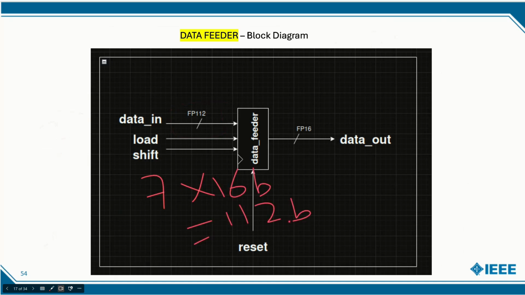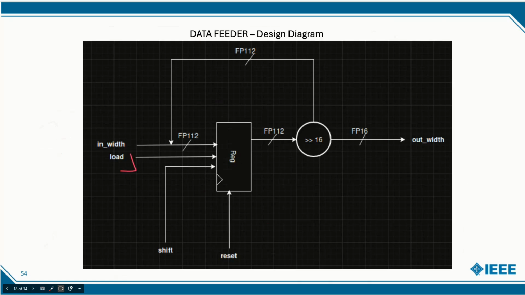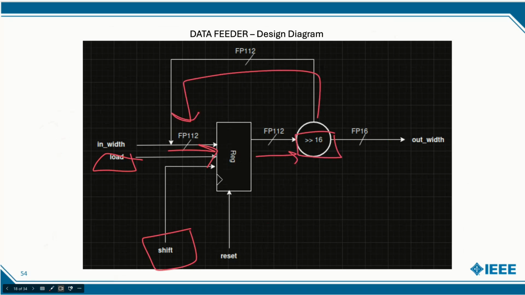As soon as the load signal becomes high, it feeds 112 bits of elements, meaning 7 elements, into the register, and as soon as it gets a shift, it will write 16 bits of element, meaning 1 element, to the processing element. Okay, so till now we are done with the systolic array, and then we have interfacing, obviously.